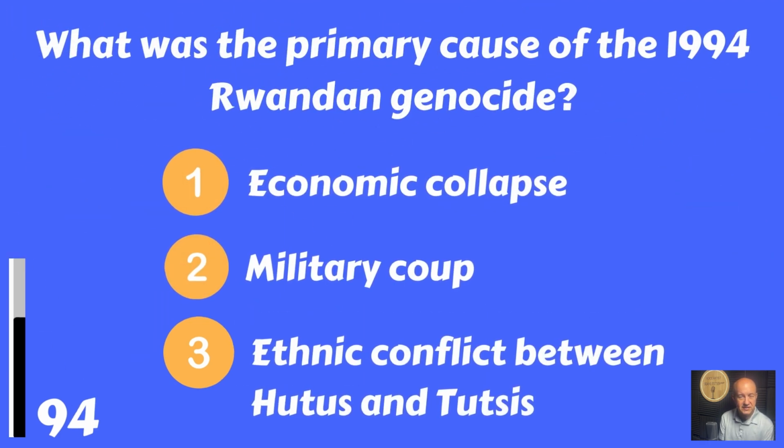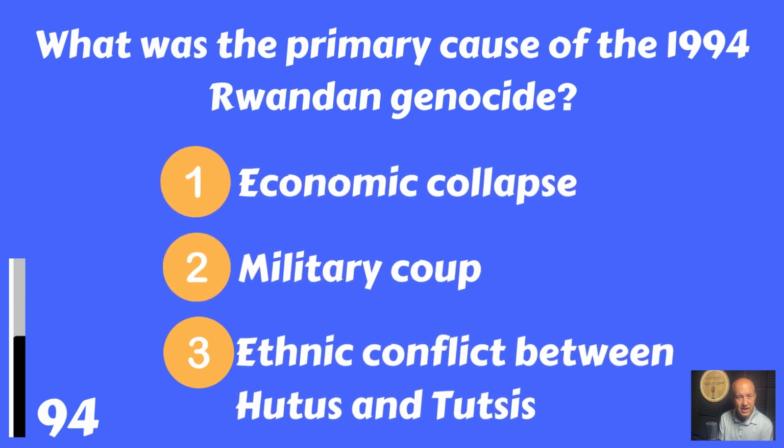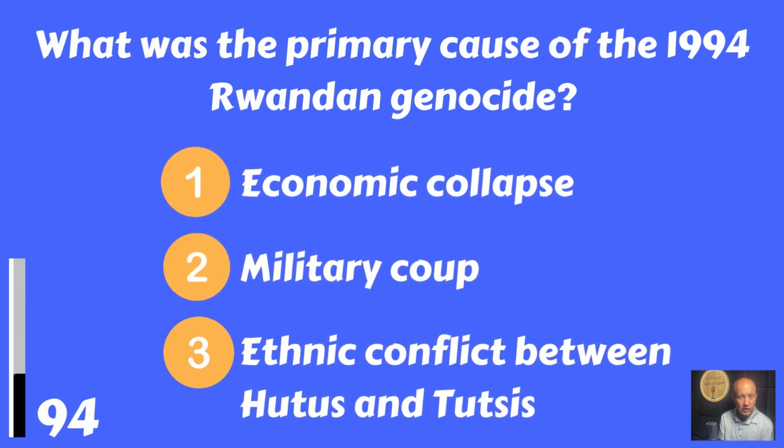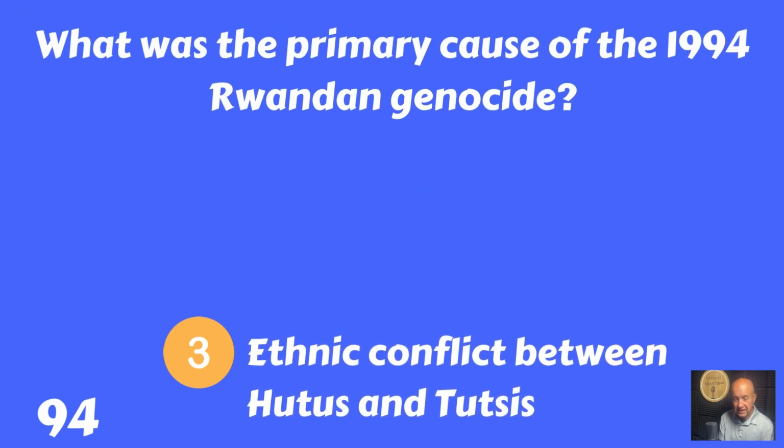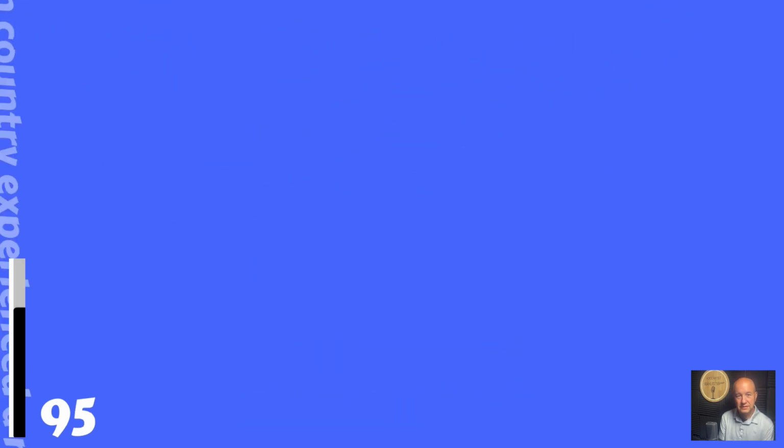What was the primary cause of the 1994 Rwandan genocide? Economic collapse, a military coup, or ethnic conflict between Hutus and Tutsis? It was ethnic conflict between Hutus and Tutsis.